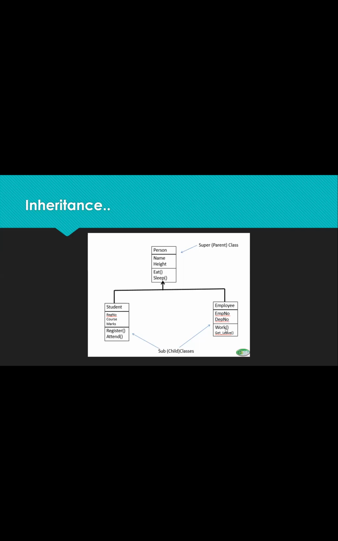An employee doesn't need a course, but for an employee, employee number and department number are the things needed. Understood? And then here additionally two methods have been given, eat and sleep. Student also will do that, and employee also would do that, so these two are similar for both, isn't it? But when it comes to register, only the student will register, and attend also only the student will attend. But when it comes to employee, works is a method, and get leave is a method of employee. Is it clear? Did you understand this?